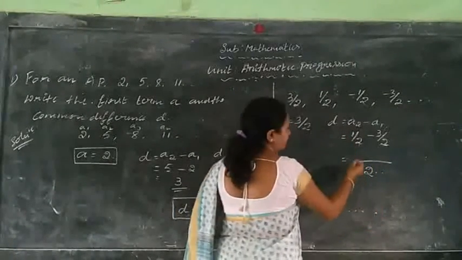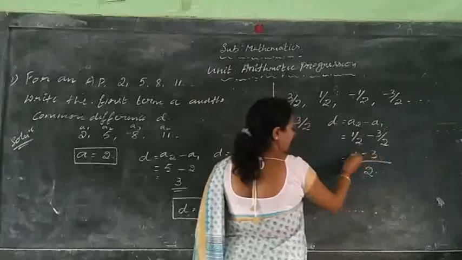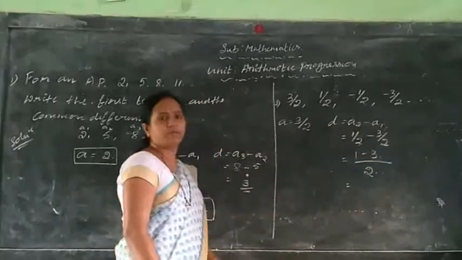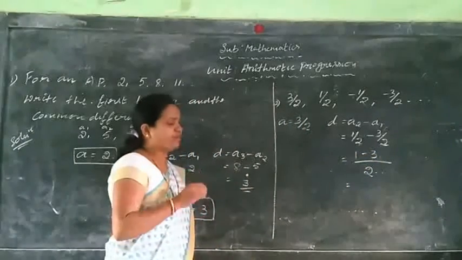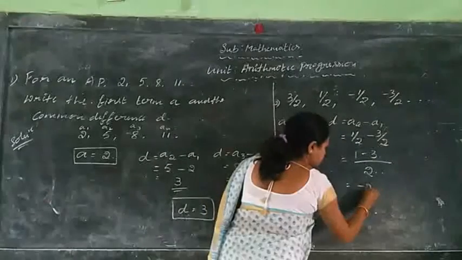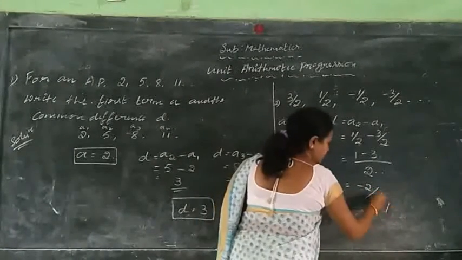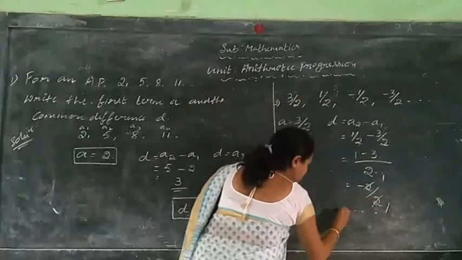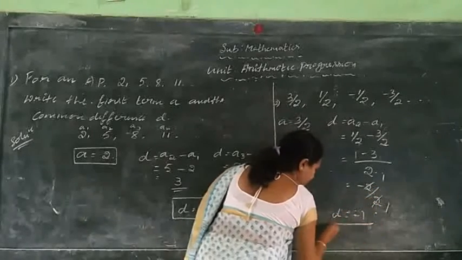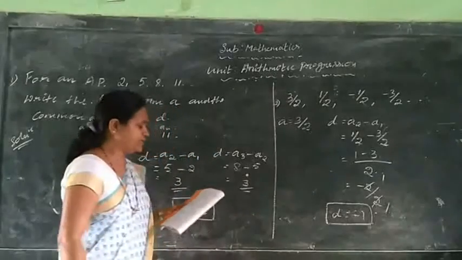So now take up the numerator, 1 minus 3, minus 3 plus 1. When we subtract 1 from minus 2, what will we get? Yes, we will get minus 2 divided by 2, children. 2 ones are 2, 2 ones are 2. So d is equal to minus 1. The common difference is, children, minus 1.